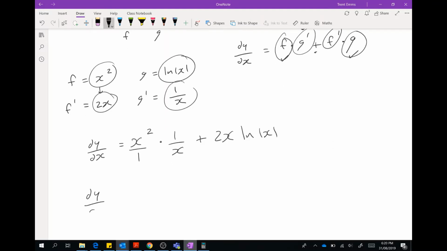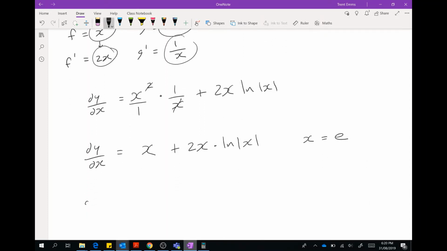Simplifying this down a little bit, dy by dx will equal... we've got an x here that'll cancel with one of these x's, which will just leave us with x, and this here will just be 2x multiplied by natural log of x. And we want the gradient dy by dx for the tangent line when x is equal to e. So let's plug that in.